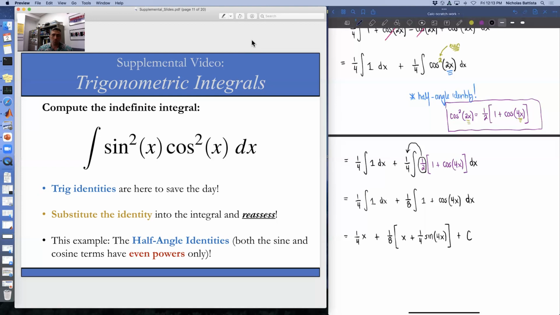And there's some things we could recombine here, like we can distribute this 1/8 into both terms and so on. Maybe combine the 1/8 x with the 1/4 x, but this really is the bulk of the antiderivative in this case.